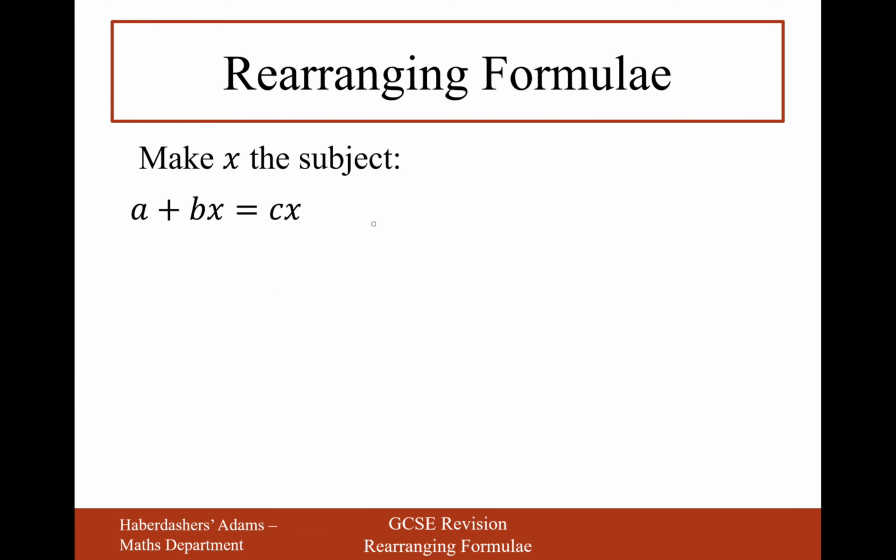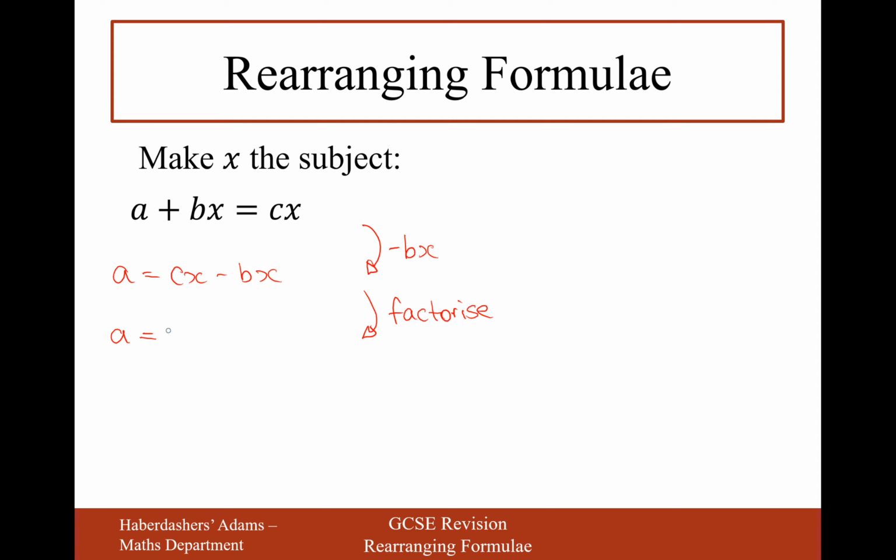So what we need to do instead is we need to group all the x's on the same side. So the first thing I'm going to do here is take away bx. So I'm going to get a equals cx minus bx. Now, how am I going to convert two x's here into a single x? Well, this is where it gets a bit tricky, and we need to now factorize. So we're going to turn two x's into a single x using some brackets.